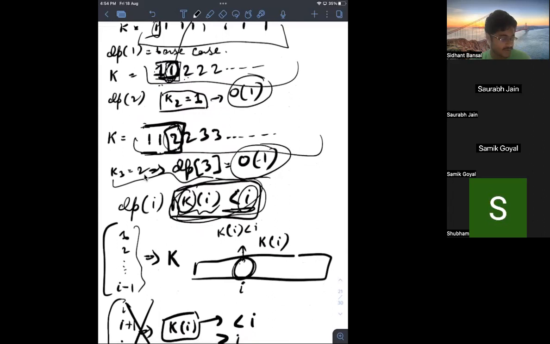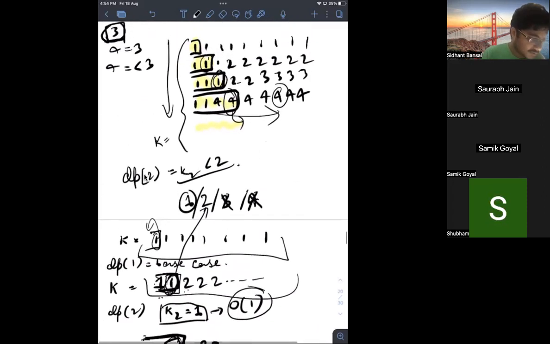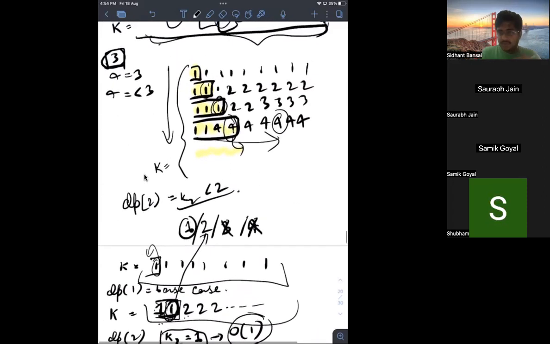Smart thing again, please. Smart thing again. I'm not sure what you're referring to, Saurabh. Allocation of K.